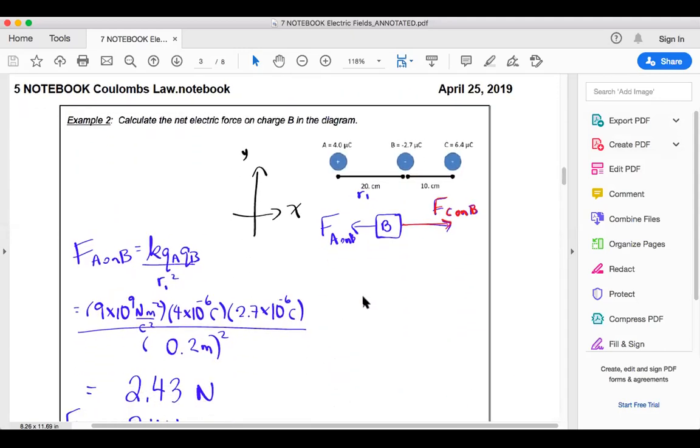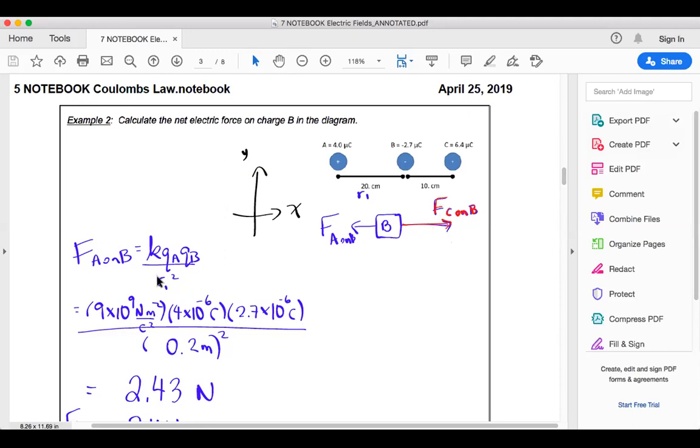So here we need a free body diagram for B. We have the force of C on B, because remember, for free body diagram B, we put the forces on B on the free body diagram for B. So it's the force of C on B, and then we've got the force of A on B. This is the only free body diagram that we need. But if we did want to draw a free body diagram for C, we would have an attractive force to the left, and it would be equal size to this red force. It would be force of B on C.